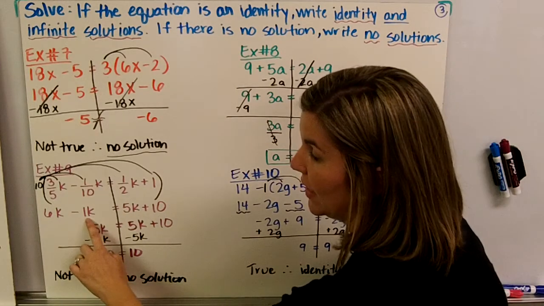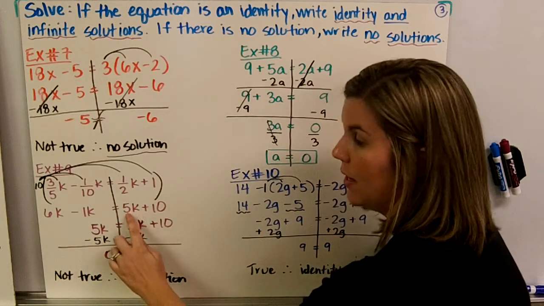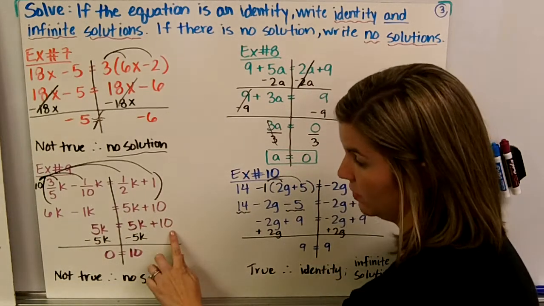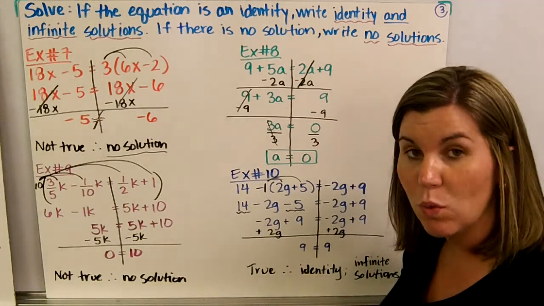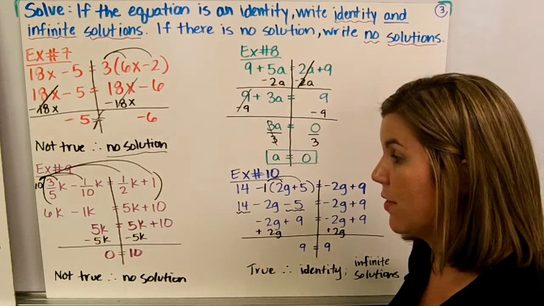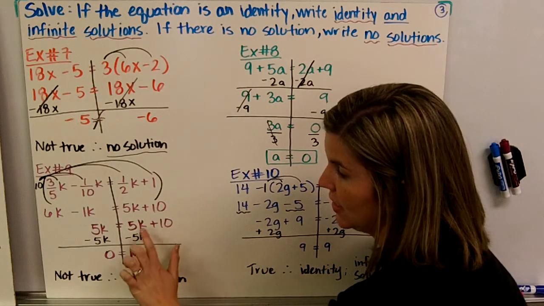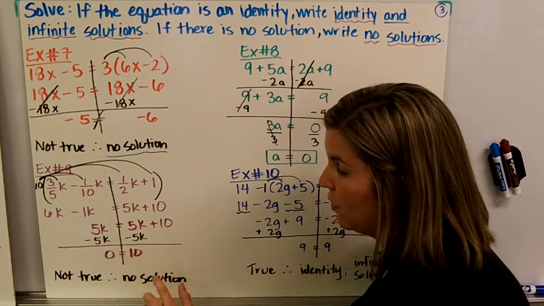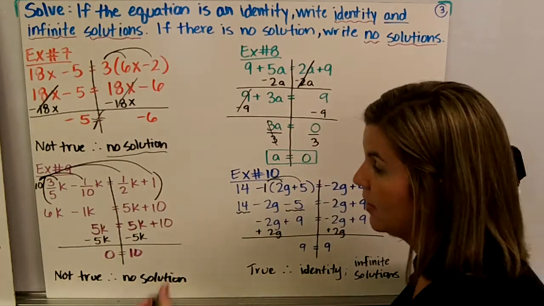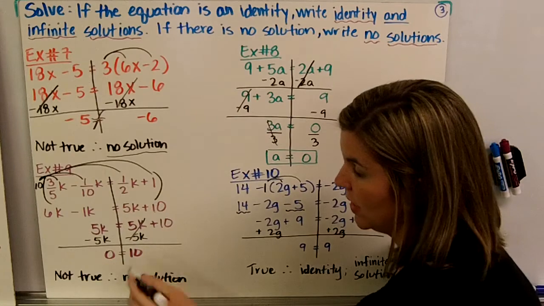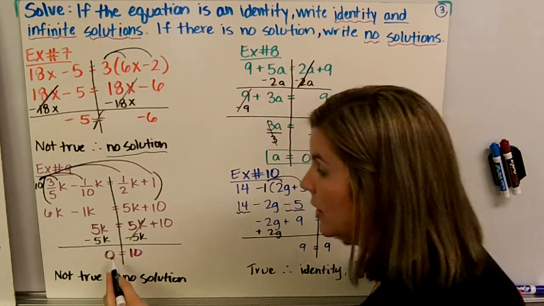Now I need to combine like terms. 6k minus 1k is 5k. This part comes down. 5k plus 10. Now I need all of the variables on one side and all of the constants on the other. So, since 10 is over here and it's a constant, I need to subtract 5k from this side. So subtract 5k, we'll do the same thing to the other side. Those cancel, 10 comes down. 5k minus 5k is 0.